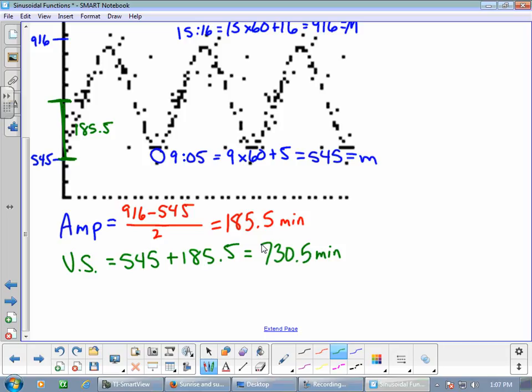We could go from 916 and subtract 185 and a half. Or we could average the maximum and the minimum. 916 plus 545 all divided by 2. As opposed to taking the difference and dividing by 2, take their sum and divide by 2. That would give you the vertical shift. All right, what else do we need here?